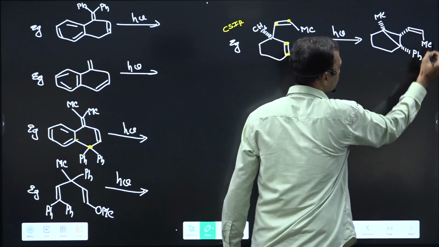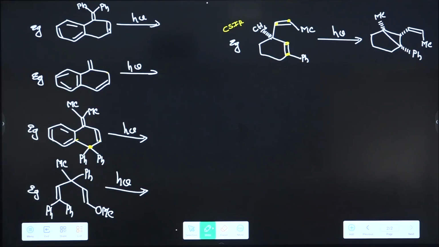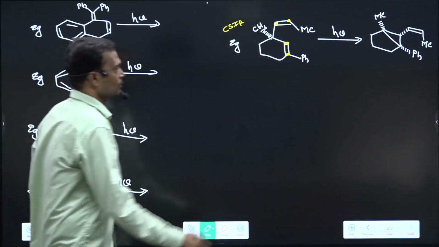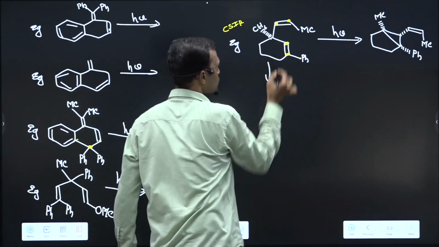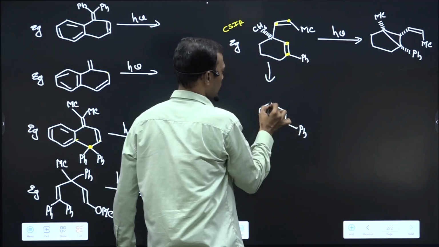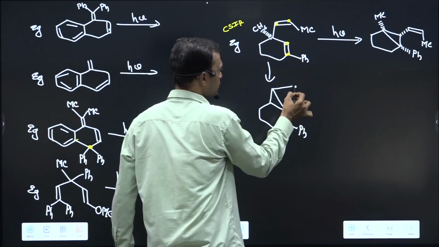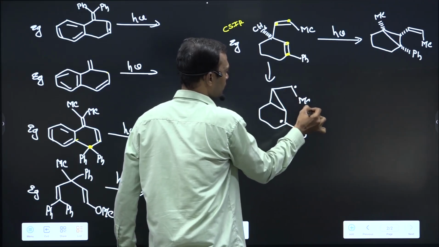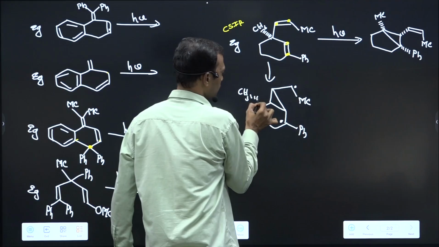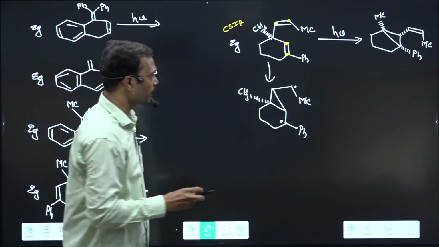This is the answer. Clear? First what happens, see, these two radicals join together. Here you will get a 1, 4 biradical. This carries methyl and this is CH3. Is it clear? Intermediate 1, 4 biradical.